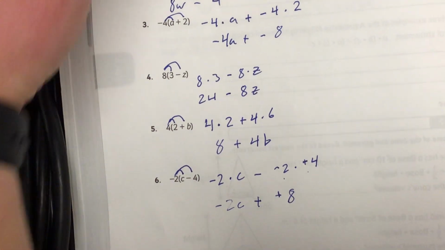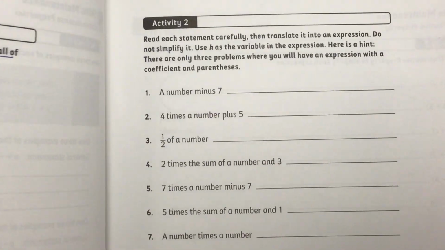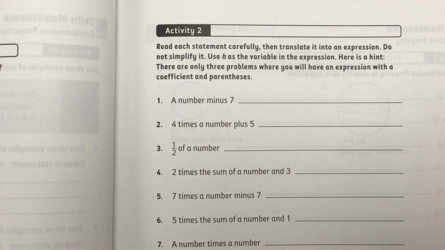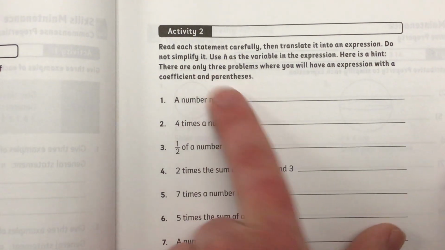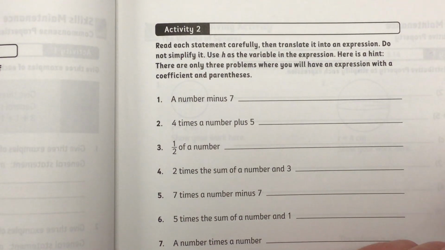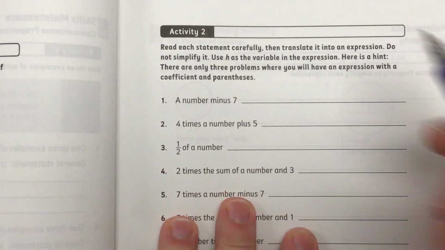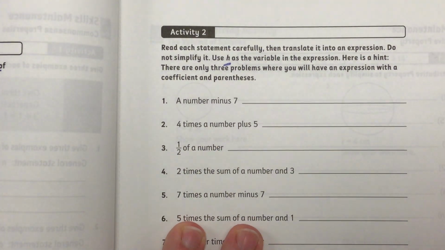Are you okay with distributing? All right, now 247 is a little bit like a couple of those last problems on our notes. It says, read each statement carefully, then translate it into an expression. Do not simplify it and use h as the variable in the expression. So it tells us to use h. All right?